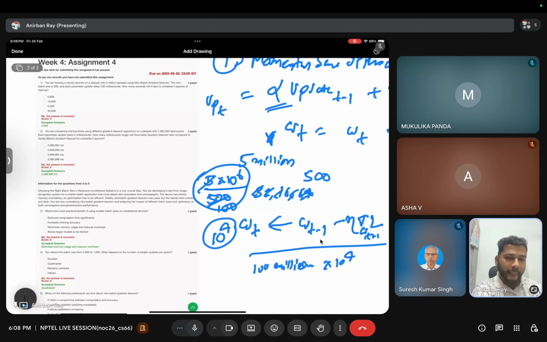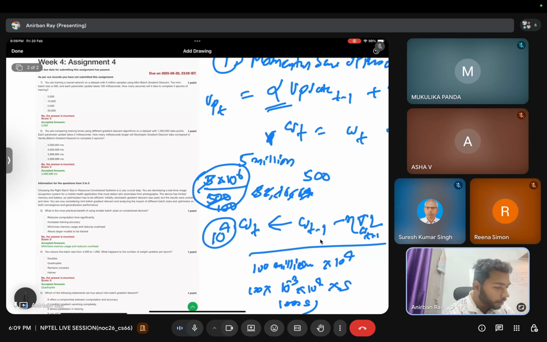A millisecond is 10 to the power minus 3 seconds, so 1000 seconds will be required. But we have to do 5 epochs as well, so this is 5000 seconds. The answer is 5000. Any doubt here?